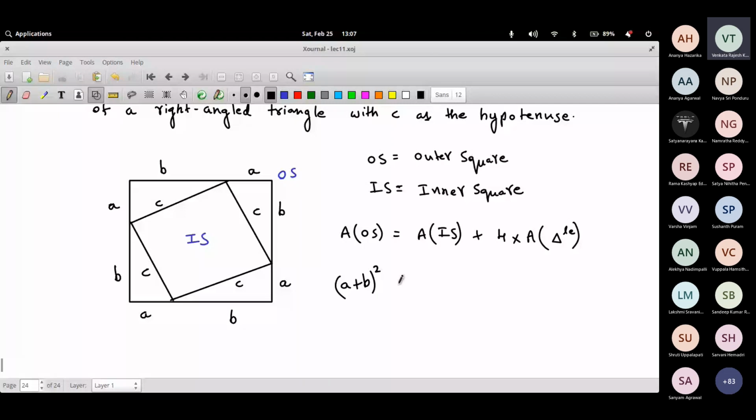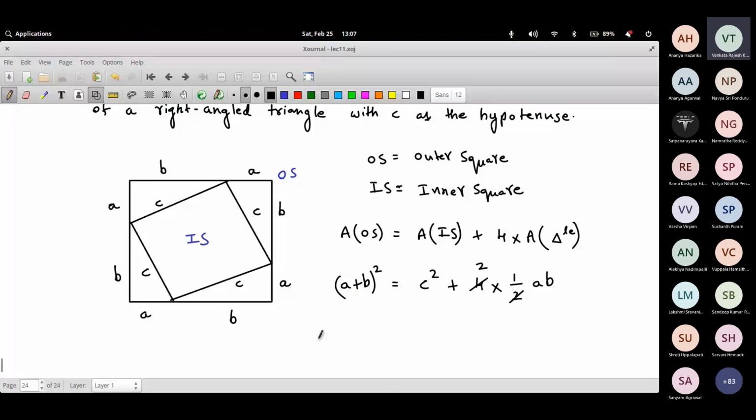The inner square's side is C. So C squared plus 4 times the area of each triangle. Each triangle is a right angle triangle, so it is half AB, half base into height. Half AB. Okay, so let me strike off this. And now let me expand this.